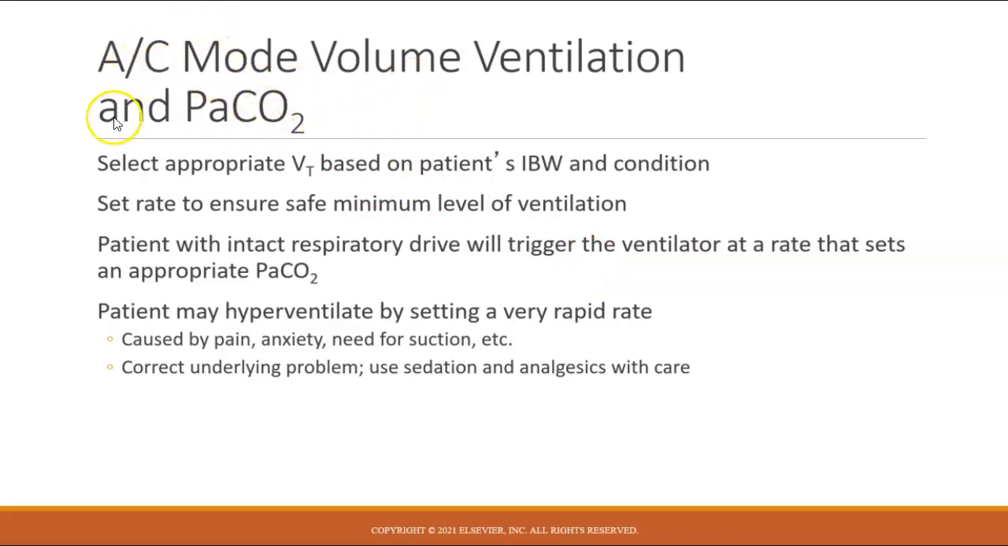AC mode, volume ventilation, and PCO2. So again, you're setting the tidal volume based on the patient's ideal body weight and condition. You want a rate of at least 10 or probably 12 to ensure minimum ventilation. The patient with that intact respiratory drive will trigger the ventilator to help achieve their desired PaCO2.